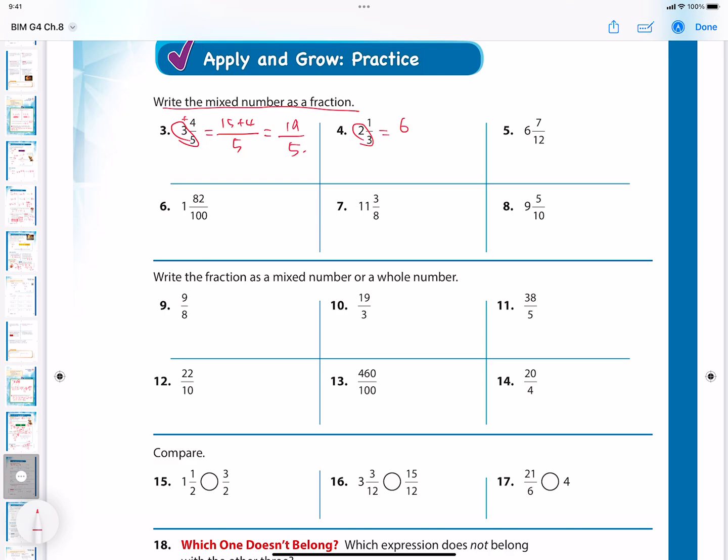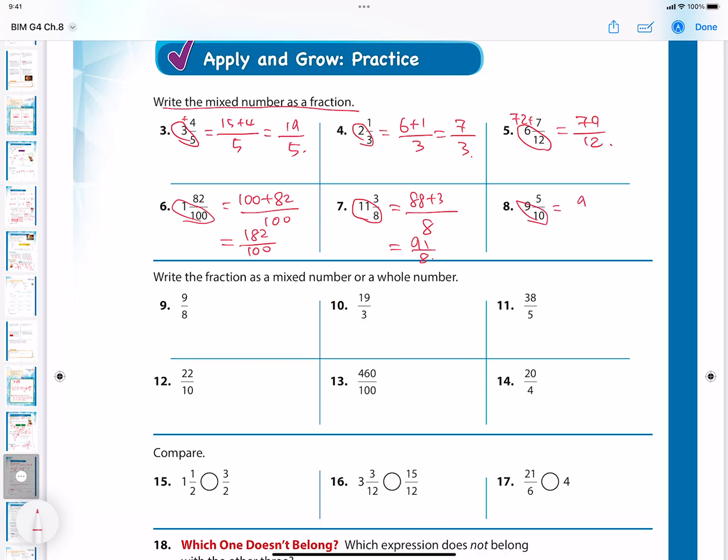3 times 2 is 6 plus 1 over 3, which means 7 over 3. That's easy. 6 times 12 is what? We know it's going to be 72 plus 7 is 79 over 12. Now, 1 times 100 is 100 plus 82 over 100, which means 182 over 100. Right? 11 times 8 is 88 plus 3 over 8, which is 91 over 8. Now, 9 times 10 is 90 plus 5 over 10, which means 95 over 10. All right, that was easy.